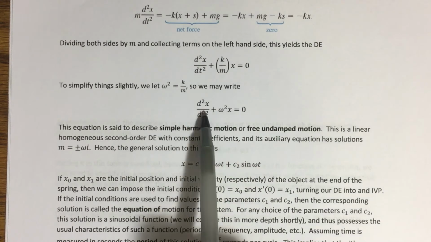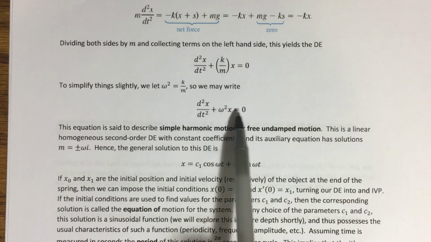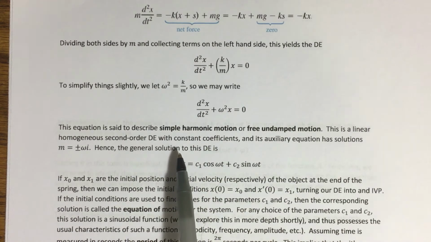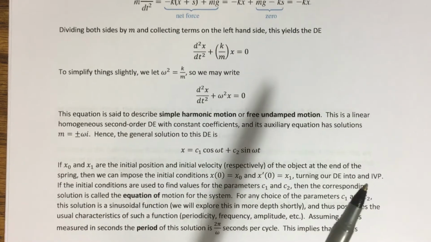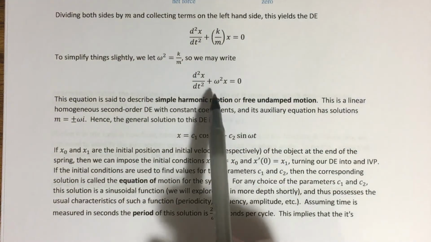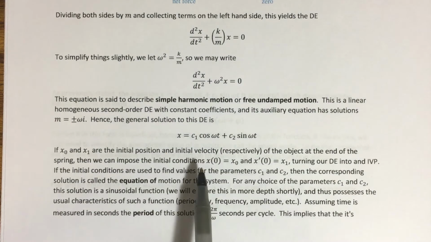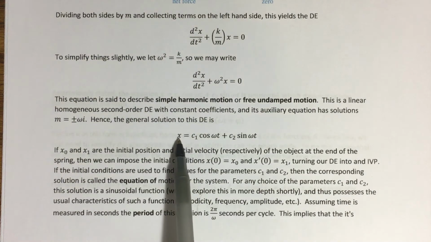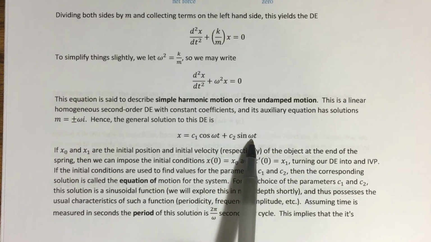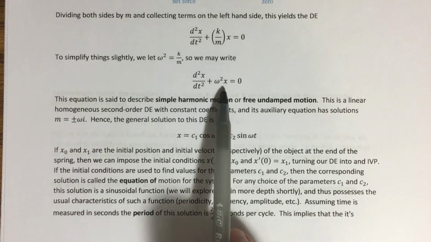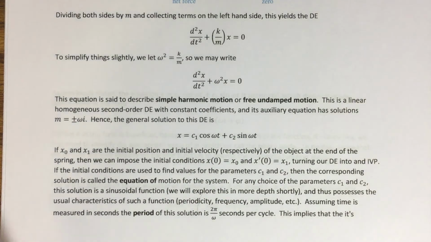Now, to solve this, we would find the auxiliary equation, which is m squared plus omega squared equals 0, which is very easy to solve. Its solutions are plus or minus omega i. So we have complex conjugate solutions for this homogeneous linear DE with constant coefficients. From our work back in chapter 4, we know that means the solution is x equals C1 cosine of omega t plus C2 sine of omega t. And here's why we wanted this to be omega squared, so that this would come out to omega instead of root omega, making it look a little bit nicer.